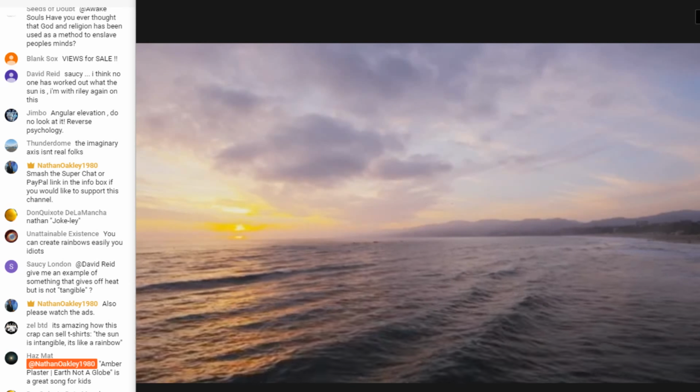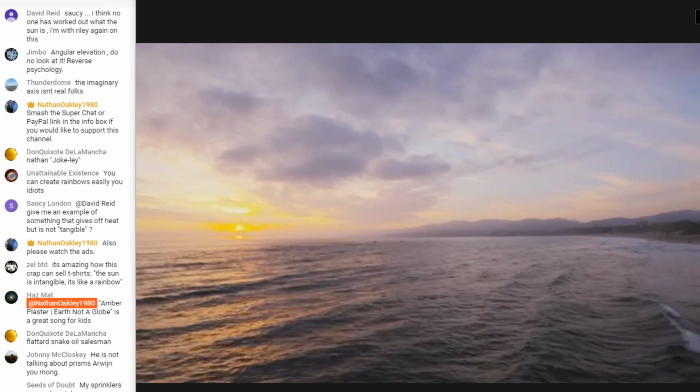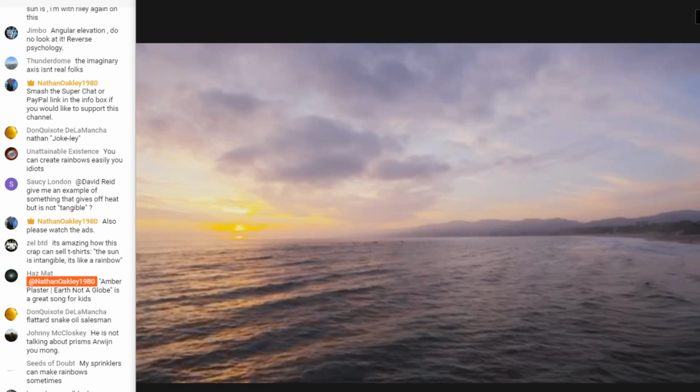I said that you can recreate a sun with a magnifying glass, and then you said, "Yeah, but you need the sun." And I'm like, "Yeah, but what's to say that the sun is the beginning of the focal light, the beginning of the light? What if the sun is the receiver?"